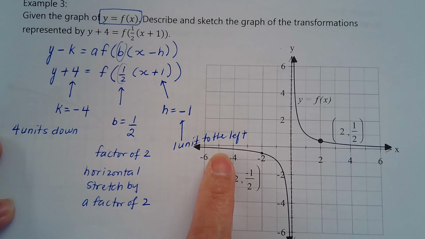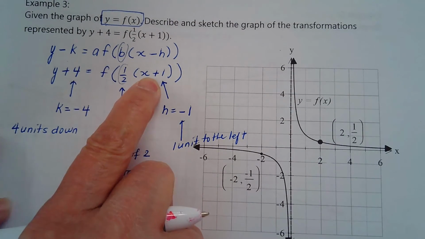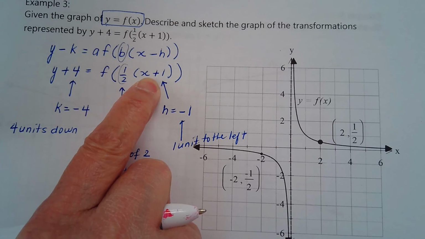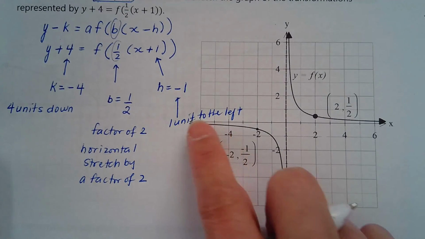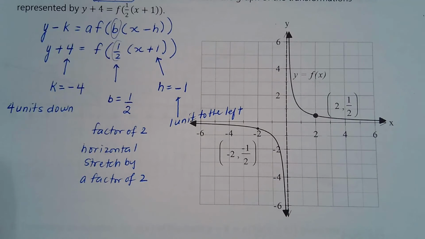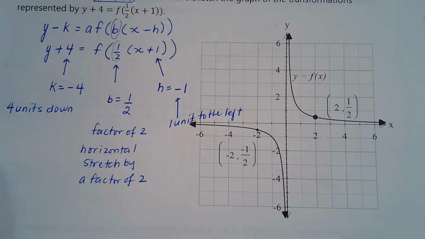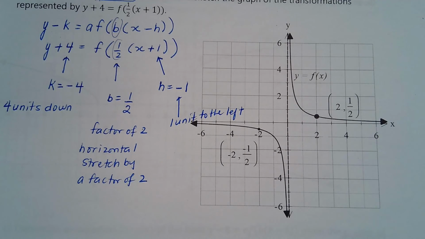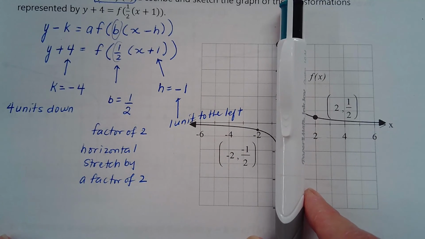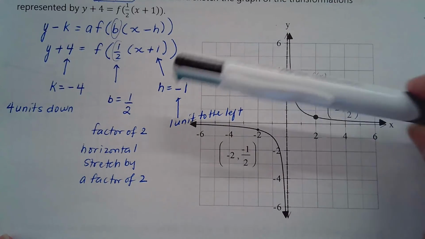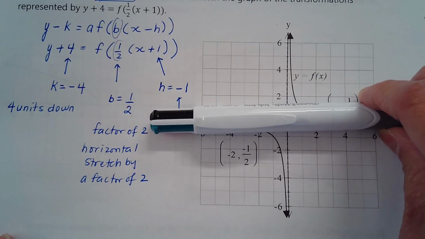Okay? And the reason why it's 1 unit to the left is that it's x minus -1. Okay, so we're going to use some points in here. We have an asymptote. What are the asymptotes happening in here? Can you see the asymptotes? Yeah, so x equals 0. That's our vertical asymptote. And then y equals 0 is our horizontal asymptote.